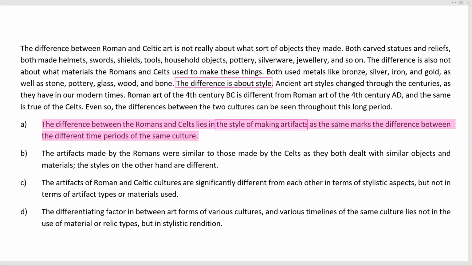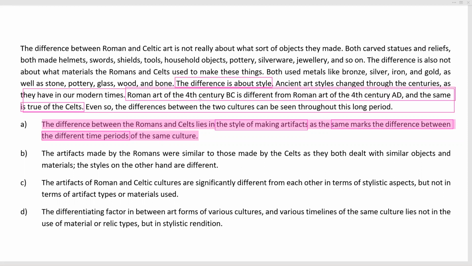So yes, that's a valid point. The same marks the difference between the different time periods. This is a reference to the last two statements of the passage. So that is also true. In the same culture, yes, that is what we get from Roman art of the 4th century BC is different from Roman art of the 4th century AD. And the same is true of the Celts.